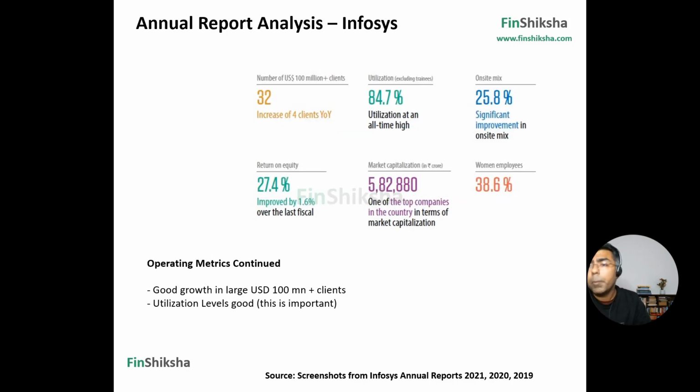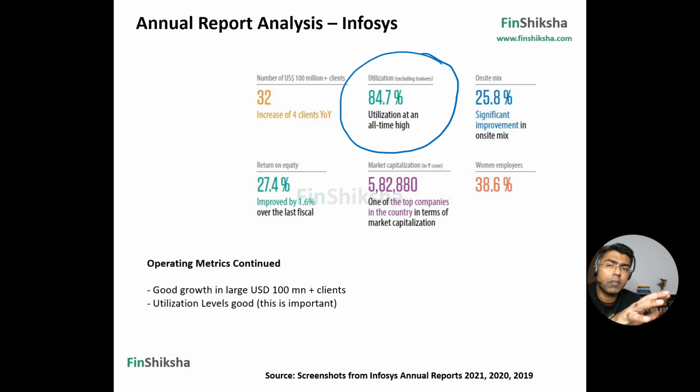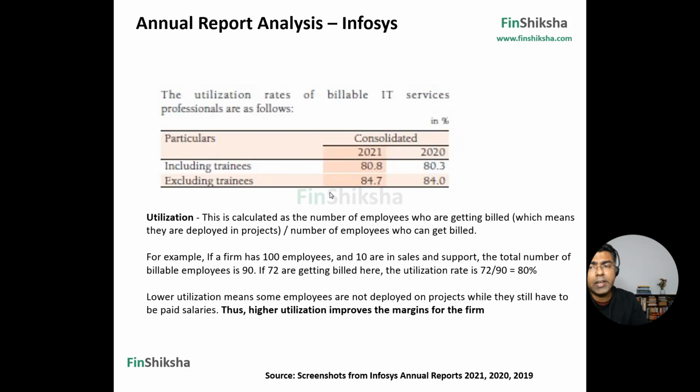Number of clients, all of that data is also available. There is good growth in $100 million plus clients, the size of clients, and utilization levels are good. This is important to understand. Utilization levels are at an all-time high. There are some other data points available, like what is the on-site mix, and so on and so forth. Let's try and understand that as well.